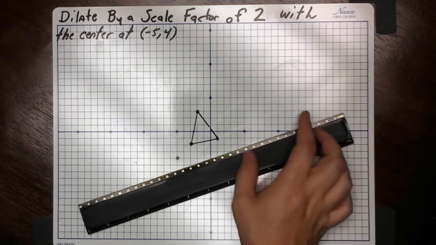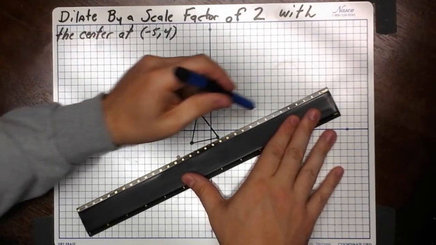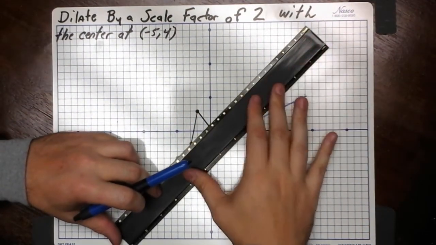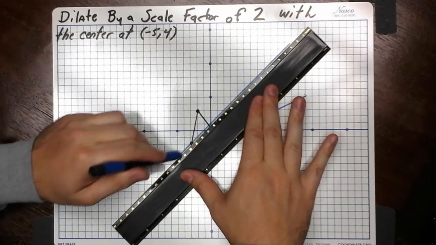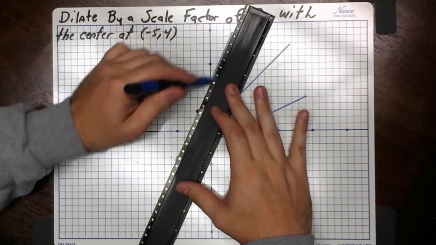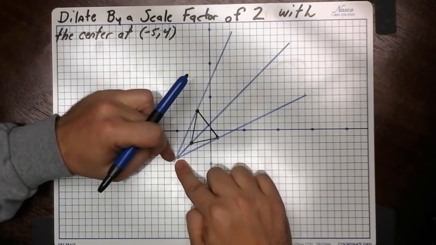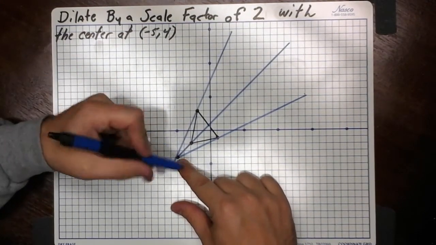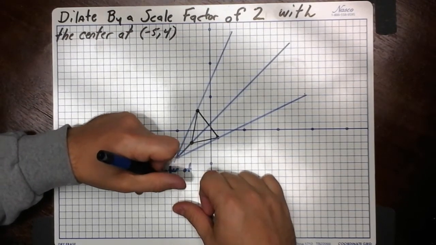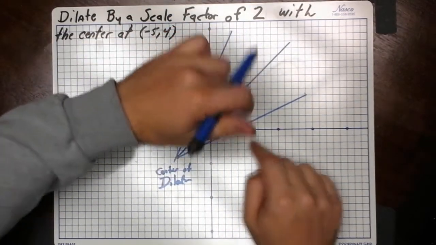I'm going to draw out some lines here, and I'm going to use blue. There's that one, there is that one, and here's this one. What I did is I drew lines from the center of dilation, right? This is the center of dilation, and to the points on the triangle and drew them out.